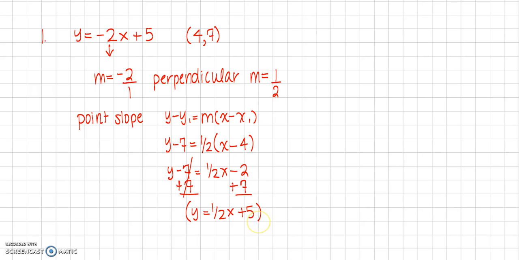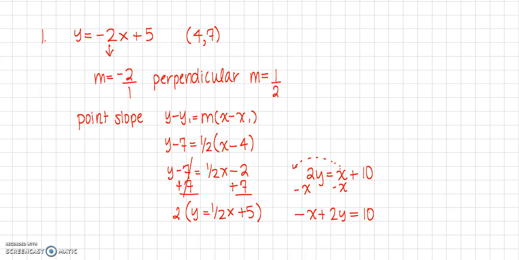And to do that, I'm going to multiply the entire equation by the denominator of that fraction. So I'm going to multiply all the way across by 2. 2 times y is 2y. 2 times 1/2 x is 1x. And 2 times 5 is 10. Now I need to move that x over to the other side. So I have negative x plus 2y equals 10.